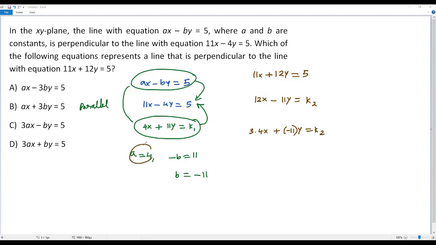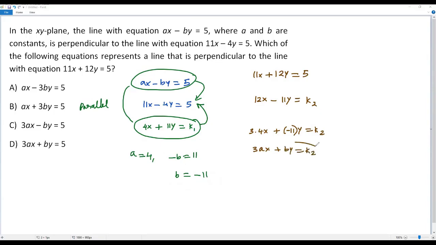Okay, already we know that a = 4. So for this 4, we can plug in a. Then we get 3 times a times x, that is 3ax positive. And we know that b = -11. That is for this -11, we can plug in b. Then we get by = k2.